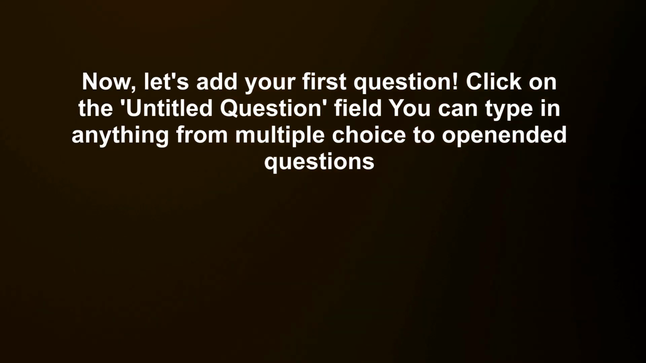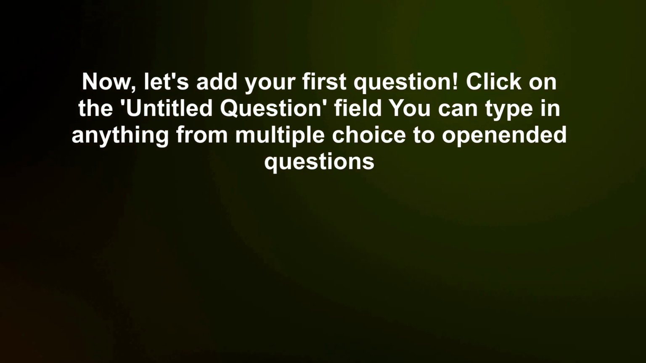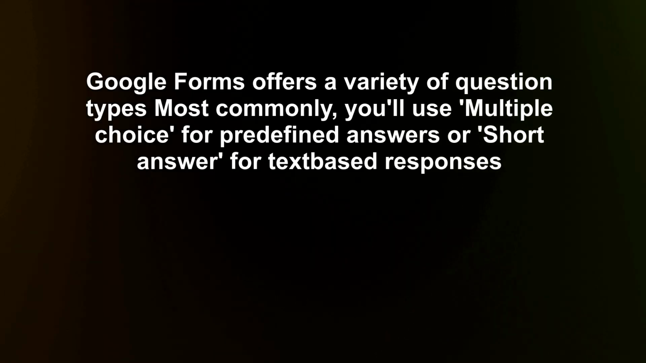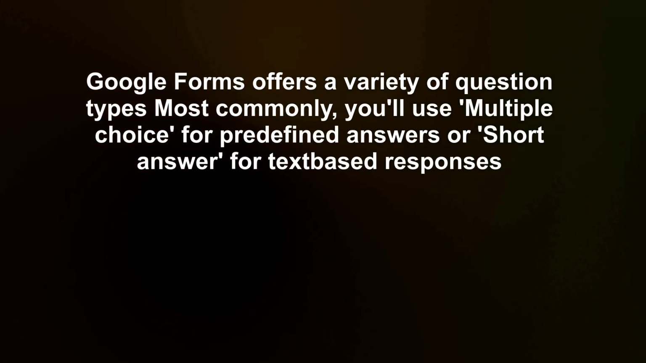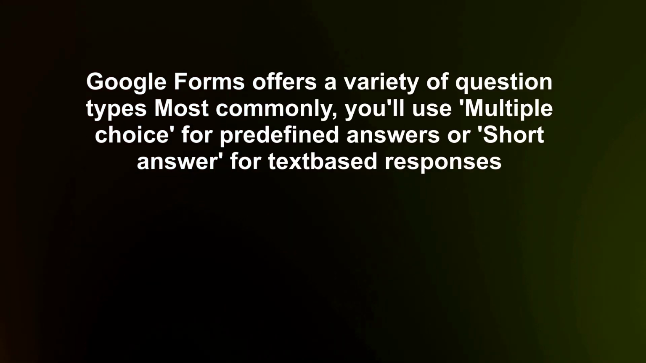Now, let's add your first question. Click on the Untitled Question field. You can type in anything from multiple choice to open-ended questions. Google Forms offers a variety of question types. Most commonly, you'll use multiple choice for predefined answers or short answer for text-based responses.